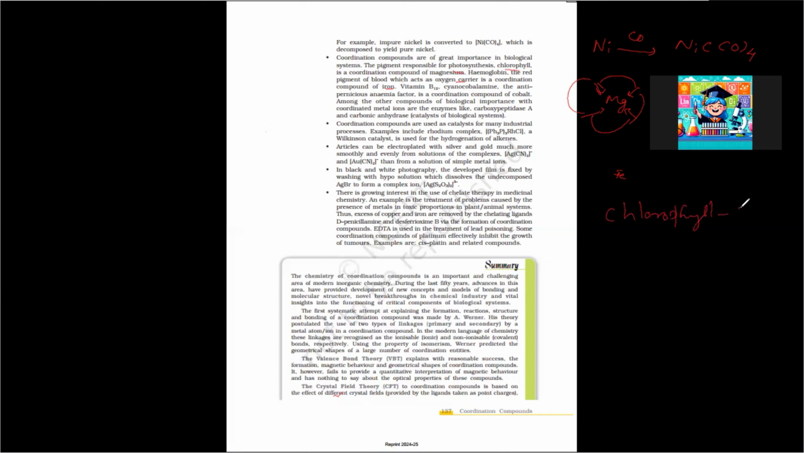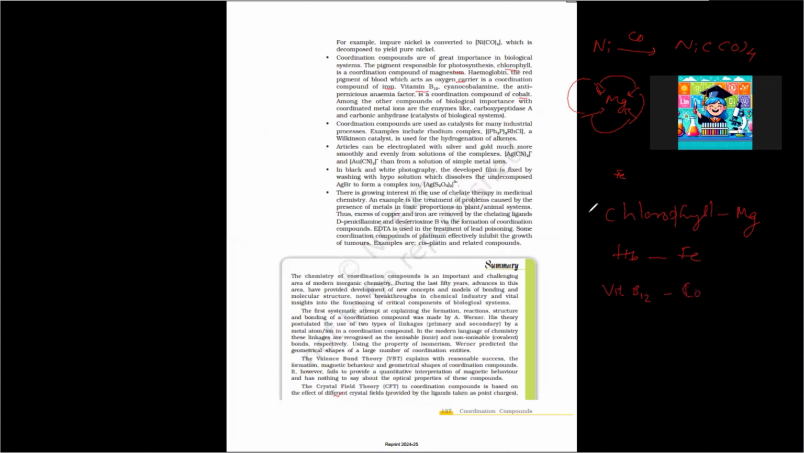It's a coordination compound of magnesium. Don't forget, hemoglobin is there. It's a coordination complex of iron. And then there is vitamin B12, cyanocobalamin. It is an antipernicious anemia factor, so it prevents pernicious anemia, and it is a coordination compound of cobalt. So vitamin B12 is a coordination compound of cobalt.